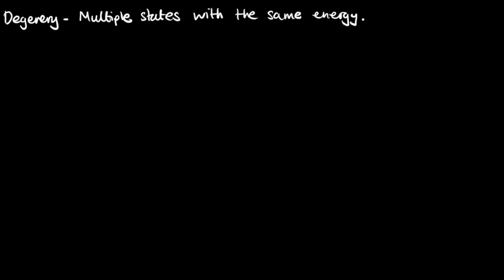Now, so far, we've only talked about non-degenerate energy levels. I have mentioned what degeneracy is, I'll just go through it again. Degeneracy is multiple states with the same energy. And the best way to understand what that means is if we draw our ladder right here, as you can see, I've only drawn one state per energy.